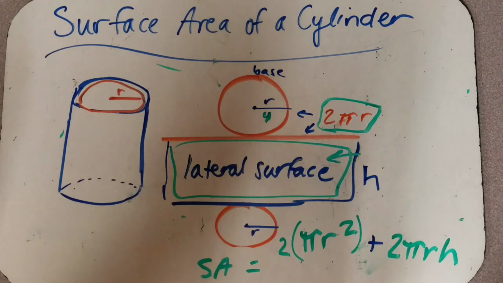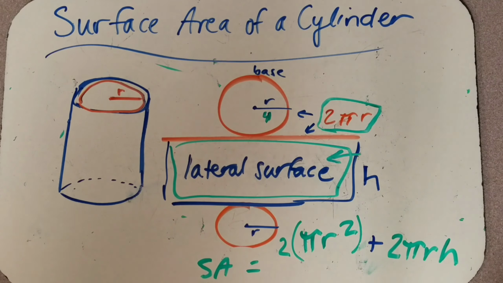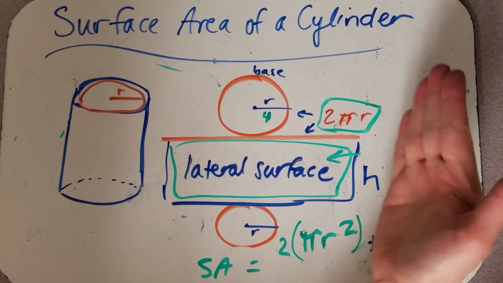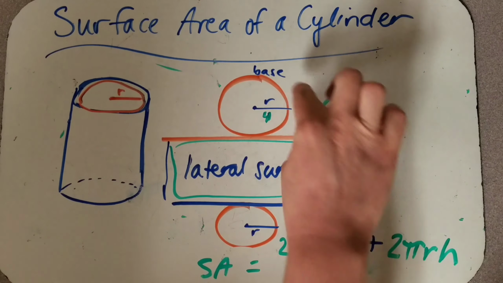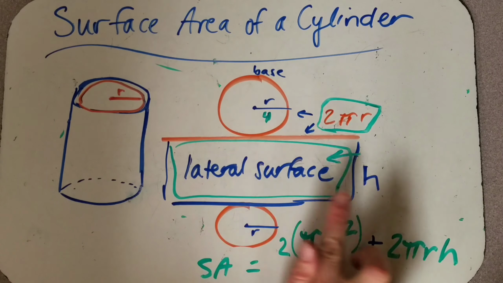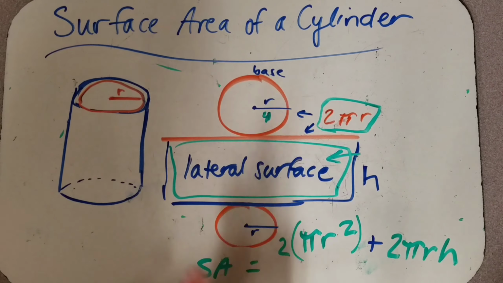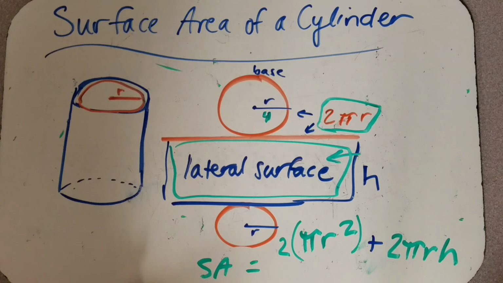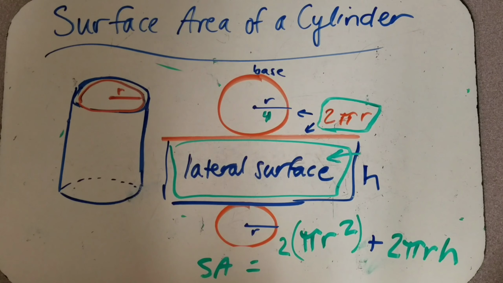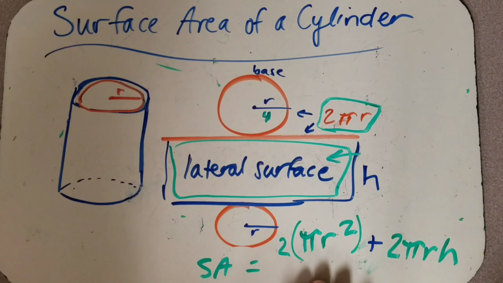And then we've got the part that goes around it, the lateral surface, and that's like where you put the label, right? And so I tried to draw it out over here like the net would be. So we've got base, base, and the lateral surface. That kind of looks like a rectangle because this end would meet with that end, right? And it would make a big wraparound. Okay? So the formula you're going to need for this is right here in green.